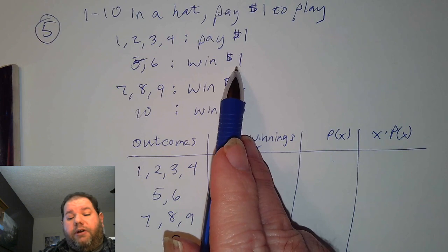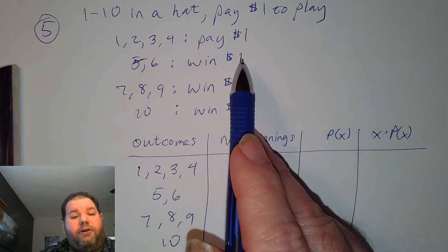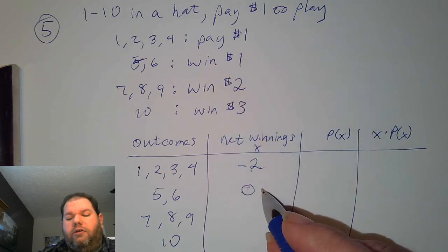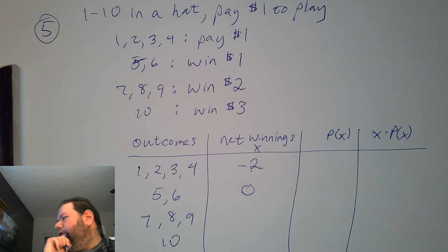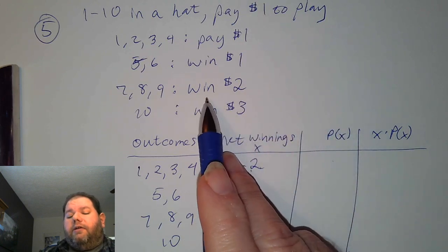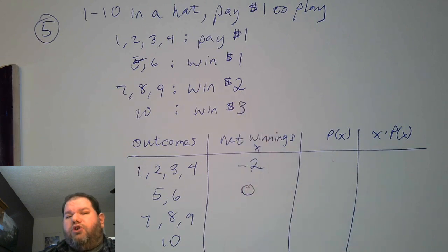Now that wins us $1, but really what we're doing is we paid the $1 up front, and we win $1, we just got our $1 back. So we're no change to the money that we have in our pocket at that point. We paid $1 and we got it back. So in the 7, 8, 9 case, we paid $1 to play, and then we won $2. So what change to the money in our pocket does that amount to?